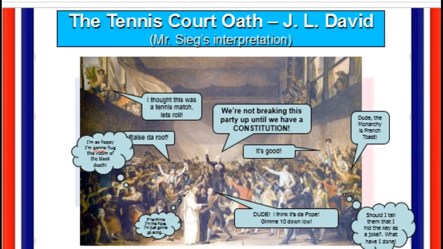I had a little fun with it, and I put my depictions of what is being said here, and there are some interesting characters in this painting. I'm not sure if you can see it with this recording, but you've got one guy saying, the field goal, it's good. Another is whispering, hey dude, the French monarchy is French toast. And then, dude, I think the Pope is going to give me 10 down low right here, and he's just going to go along with it. This guy's raising the roof. And this guy's so happy, he's going to kiss a guy with the Black Death. And these people thought it was a tennis match, so they're ready to go.